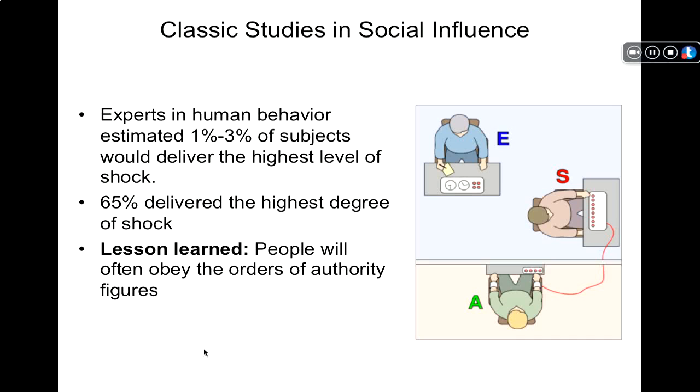In fact, that 1 to 3% was based on the prevalence of sociopathy in the population. That is, 1 to 3% of people are psychopathic. This estimate reflects that fraction of the population who can operate without having any sort of consciousness or conscience for their behavior. So that was the estimate. Certainly this was surprising that most people, and we can say this statistically, most people went all the way. They were willing to follow the orders of a directive authority figure and harm another human being. So the lesson learned was this: people will often obey the orders of authority figures.